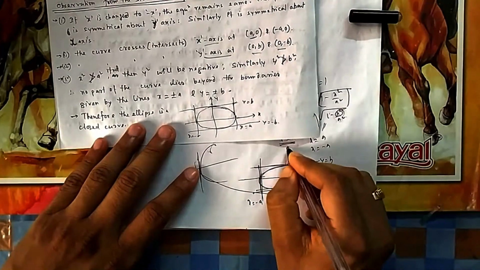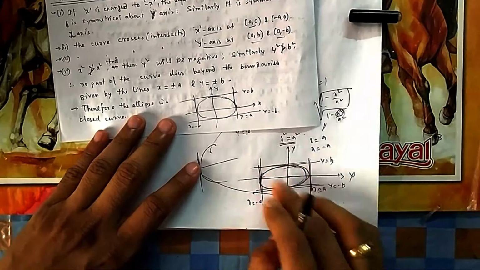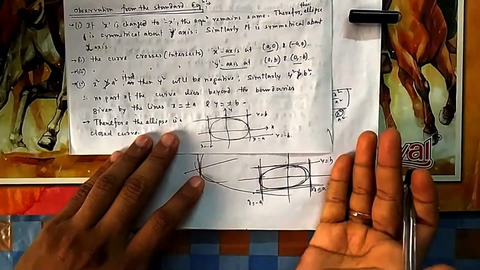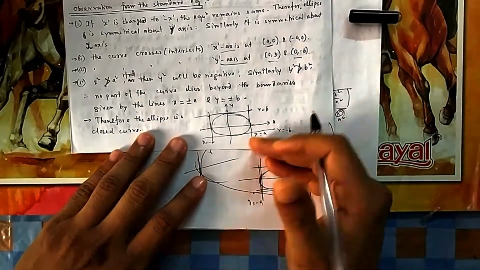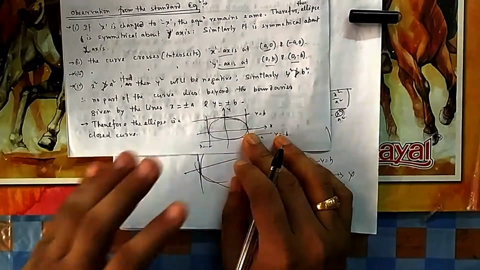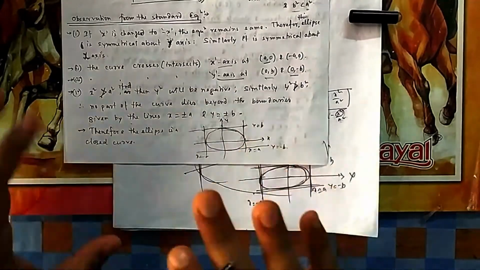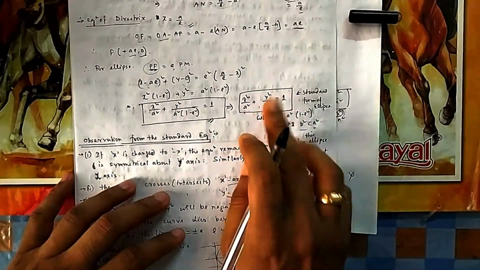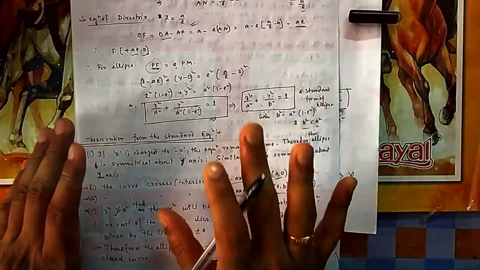This is a real plane, x and y. You cannot plot any imaginary point here. So beyond the boundary x equal to plus minus a and y equal to plus minus b, it cannot go. Therefore the ellipse is a closed curve. So from here you can conclude that your ellipse is a closed curve, and this is the standard equation. So that's all in standard equation form.